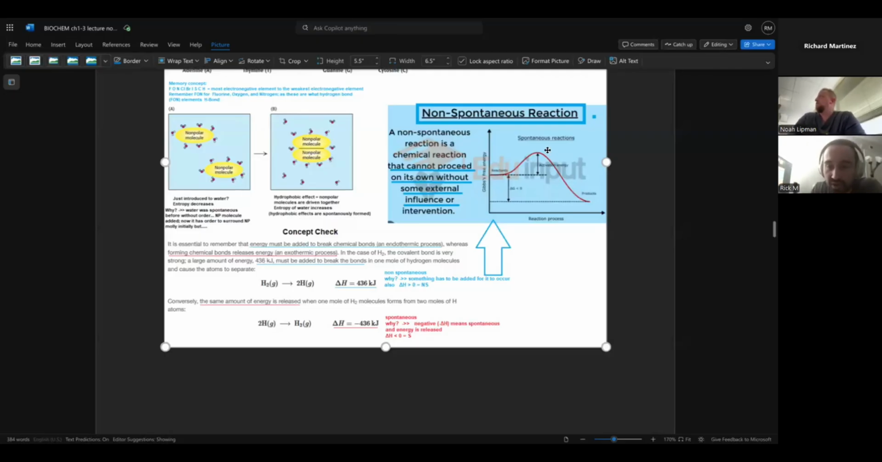Okay, so there's this whole chart right here. I wouldn't think too much into this other than that it's just a way to show you how it works. So if it goes up right here, boom, then the products are created.